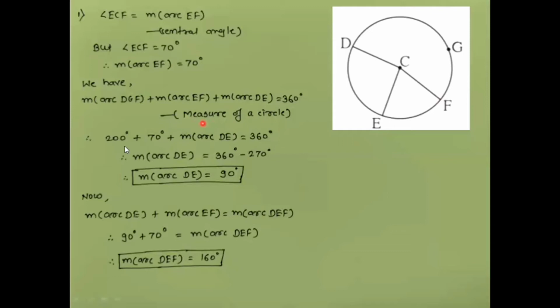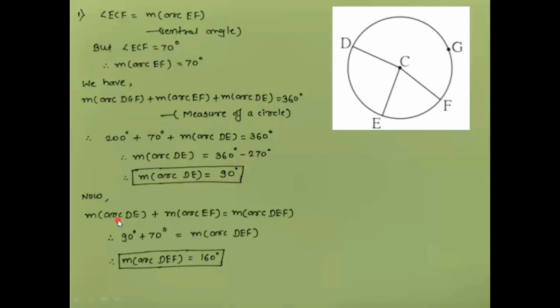Now out of these three we have measures of two arcs, that is measure of arc DGF is 200 degrees, which is given, and measure of arc EF is 70 degrees, which we have just found. So if we replace these two, plus measure of arc DE is equal to 360 degrees. 200 plus 70 is 270. If we transfer it to the right hand side, it will become minus. That is, measure of arc DE is equal to 360 minus 270 degrees. So 360 minus 270 is 90 degrees. So the measure of arc DE is equal to 90 degrees.